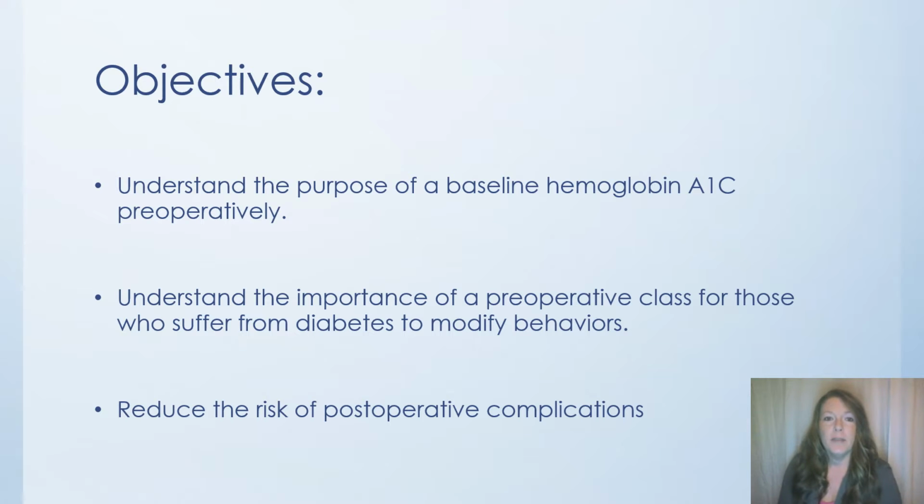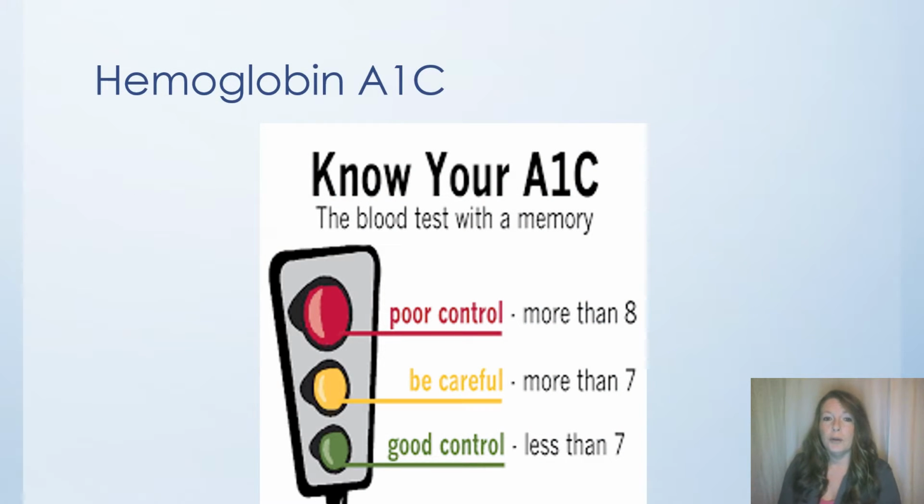The objectives of the PowerPoint are to understand the purpose of a baseline hemoglobin A1C preoperatively, and to understand the importance of a preoperative class for those who suffer from diabetes to modify their behaviors and reduce the risk of postoperative complications. Know your A1C before your operation; it can reduce the risk of complications. Anything less than 7 is in a perfect range to reduce complications after surgery.